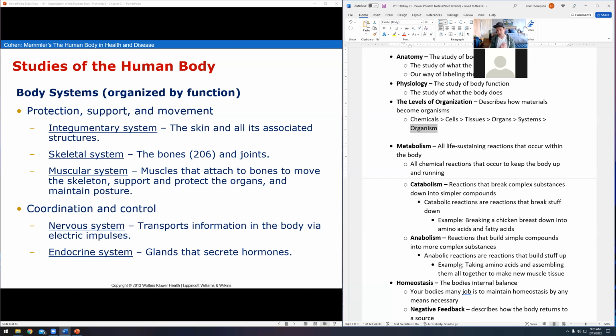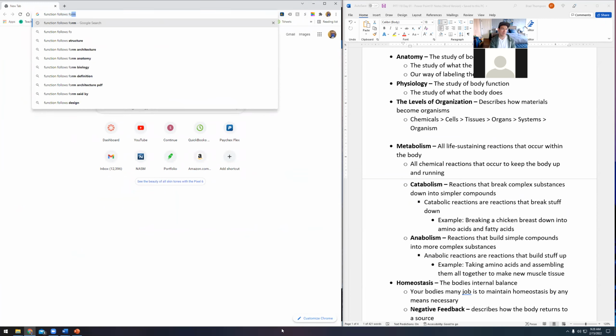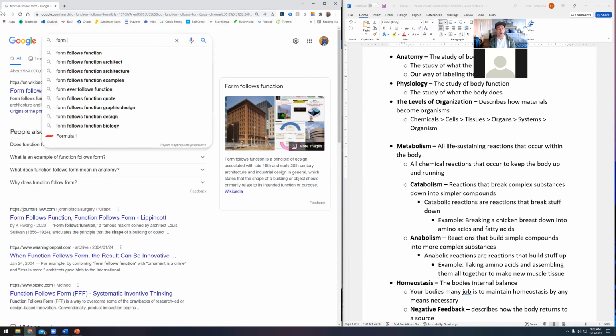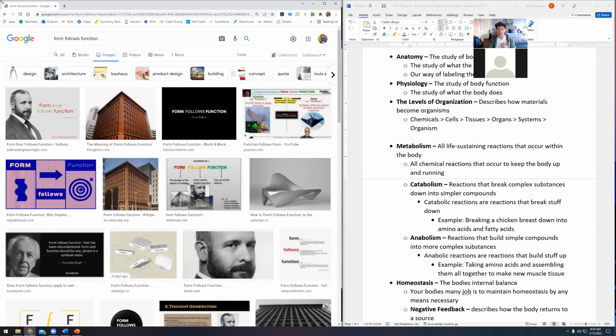If you ever want to understand anatomy, you want to understand physiology just a little bit better, you just have to remember this thing right here. Form follows function. I typed it in backwards, actually. So form follows function. And what I mean by that is that stuff is shaped very specifically so that it can perform very specifically, right?